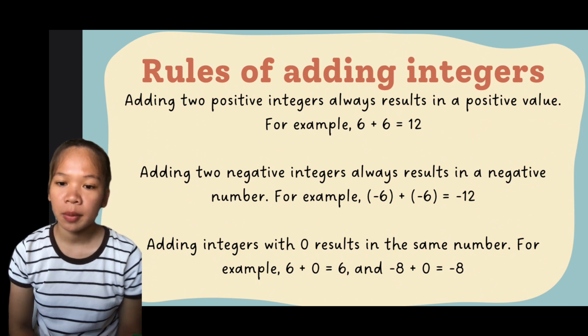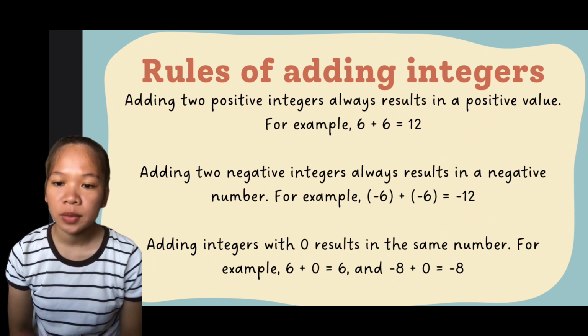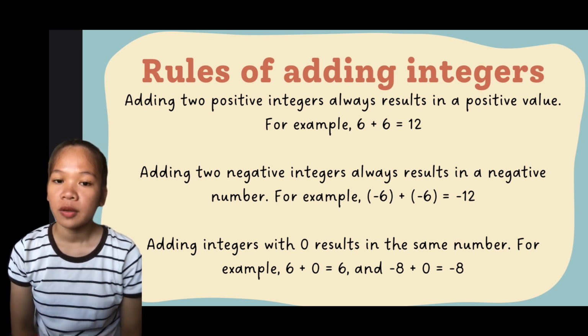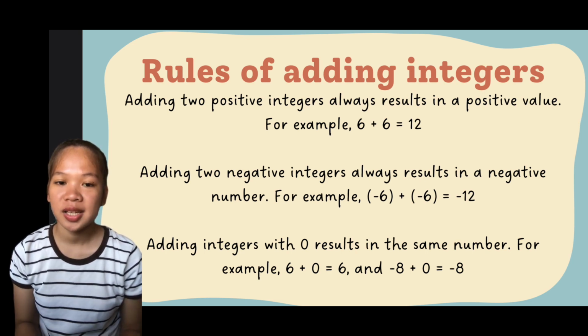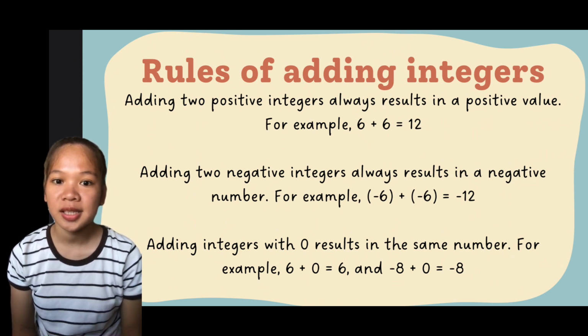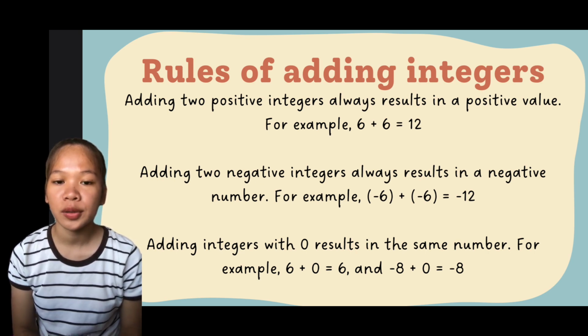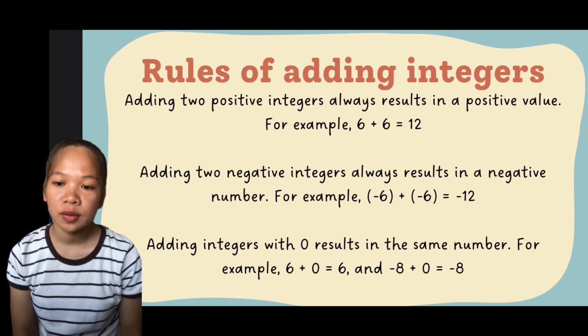So, in number 2, adding two negative integers always results in a negative number. For example, negative 6 plus negative 6 equals negative 12. Of course, pareha lang siya sa puros positive sign. Dito naman is puro siya negative sign. Of course, pag pareha sila ng sign, it always ends up kung ano yung sign na nakalagay dun. So, dito sa number 2 is negative sign yung nakalagay.